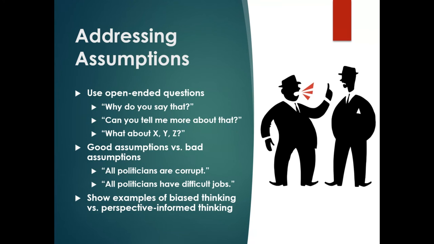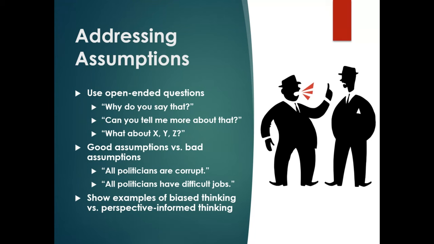So all politicians are corrupt. All politicians have a difficult job. Those are examples of statements, where maybe certain ones, all politicians are corrupt, is not necessarily true, but could someone say that and assume that? Maybe, right? But show examples of biased thinking versus perspective informed thinking.